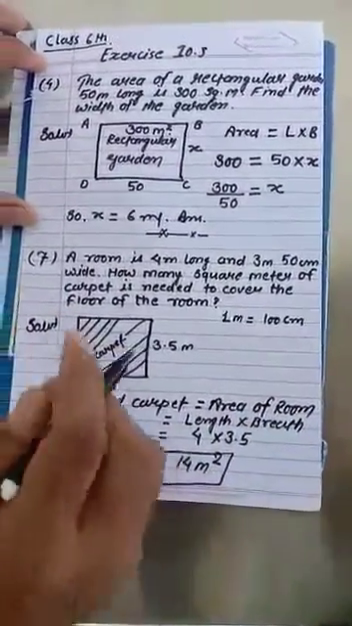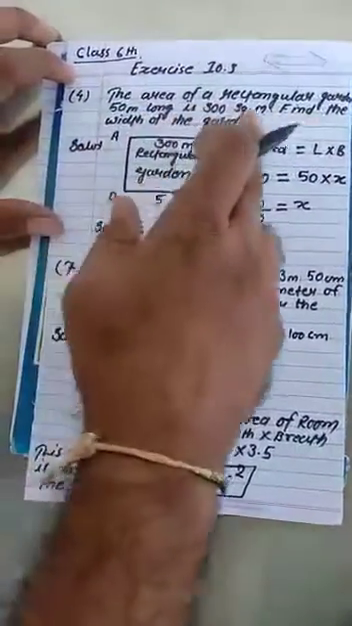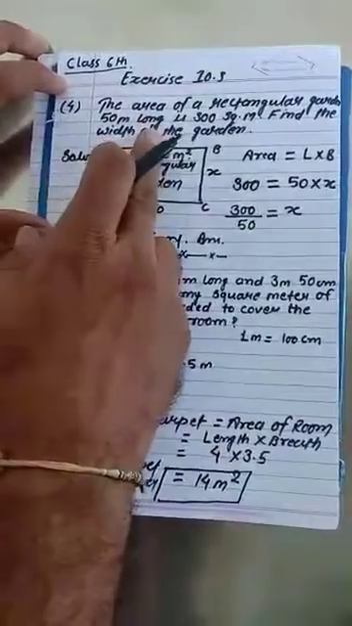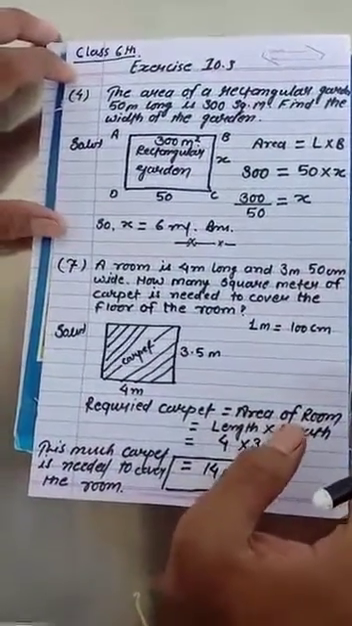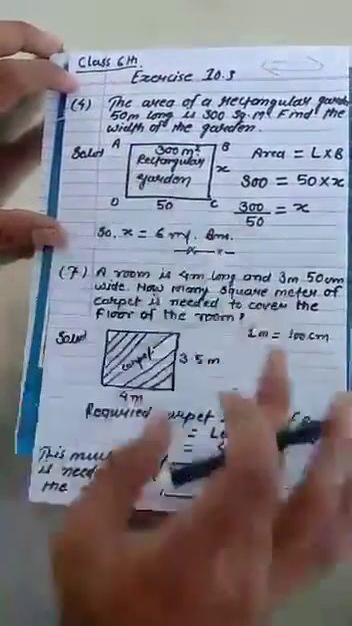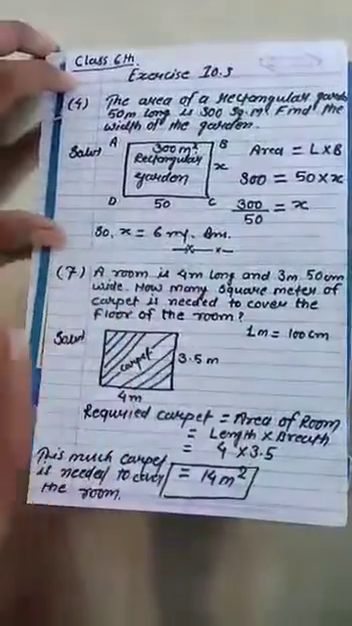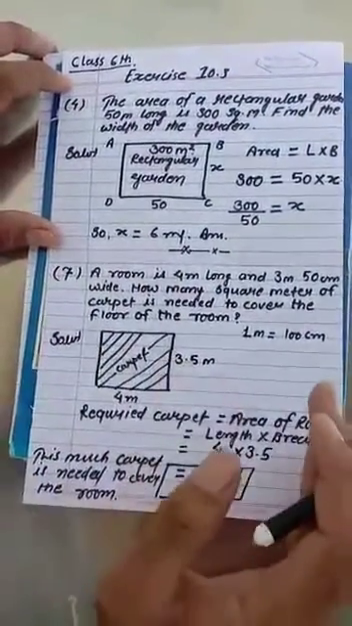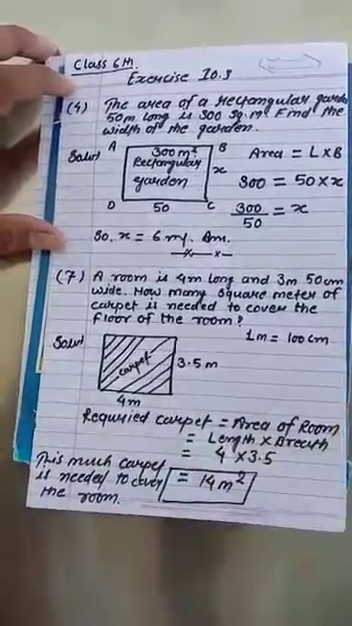Now let's discuss question number 4. It says that the area of a rectangular garden, 50 meter long, is 300 square meter. Find the width of the garden. That means in this question a rectangular garden is given and its area is already given to us, and they are asking for the breadth.